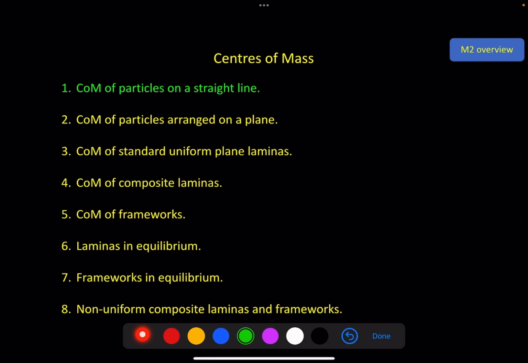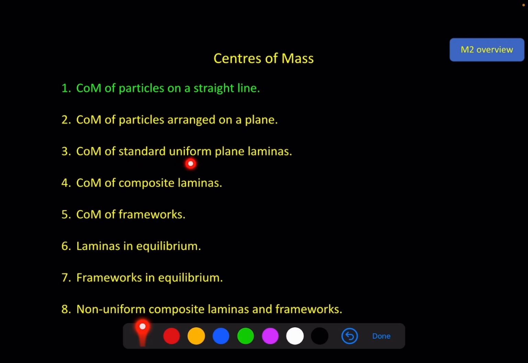The chapter review here, centers of mass, it looks like a lot, but don't panic. The first 5 are very similar. When I write COM, that means center of mass or centers of mass. So here in this video, we're going to consider centers of mass of particles on a straight line, using pretty much what we just did there, the idea of moments. In the next video, we'll look at the center of mass of particles arranged on a plane. So we'll just take this and turn it into 2 dimensions.